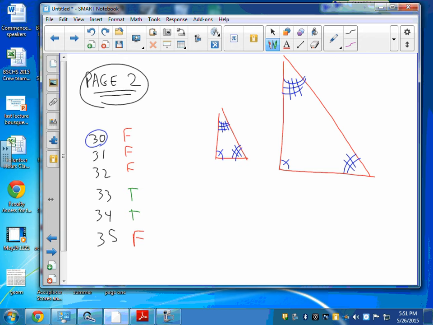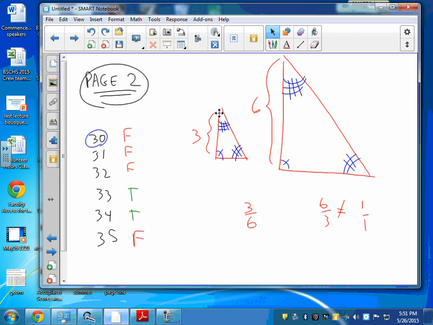The ratio of the sides could be anything. For example, if this were 3, this might be 5 or 6, and so the ratio of the sides would be 3 to 6, or if you did it the other way around, 6 to 3. And that is not the same as the ratio of the angles. The ratio of the angles has to be 1 to 1.